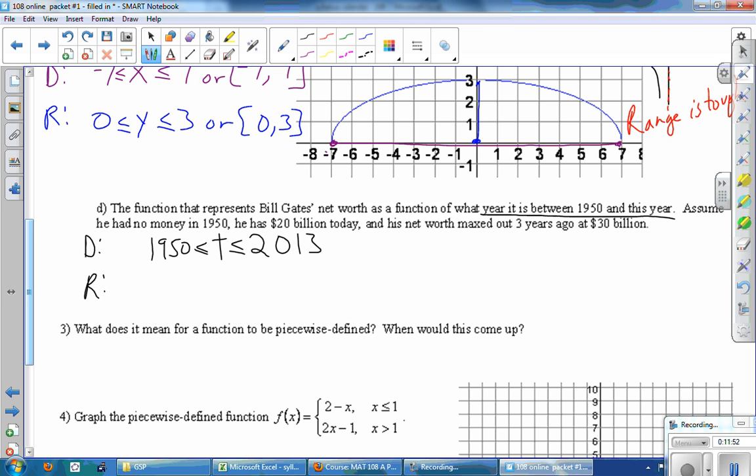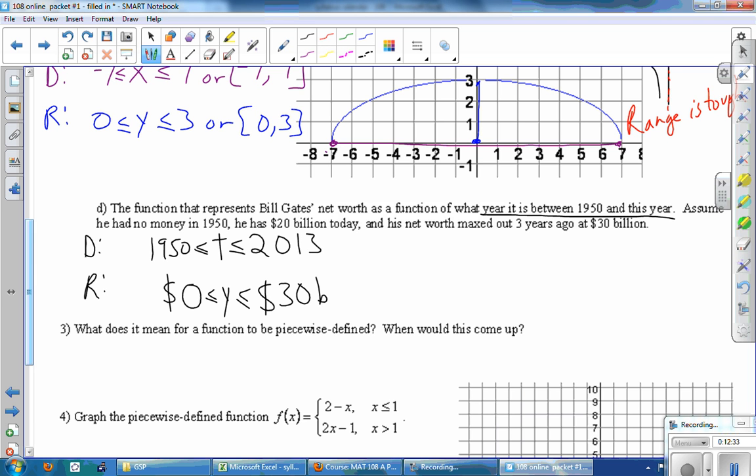This is net worth. So I guess y is an okay thing to put here, and we're going to have the range trapped between two numbers. So what's the biggest y value that we get? Well, let's see. The net worth maxed out 3 years ago at $30 billion. So over here, $30 billion. That's the biggest y value that he ever had. So that's the extreme end of the range. And then the minimum, well, it said he had no money in 1950. So presumably the problem is reaching for us to say 0. It's over there.